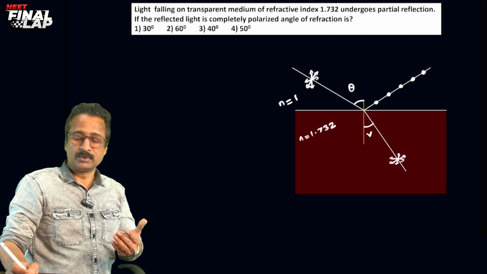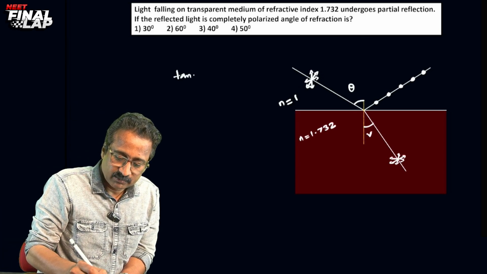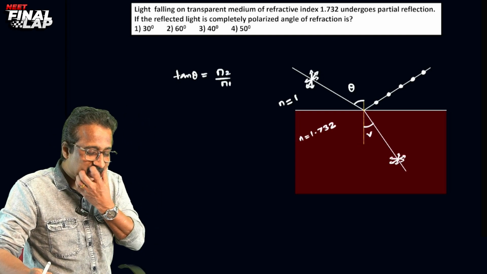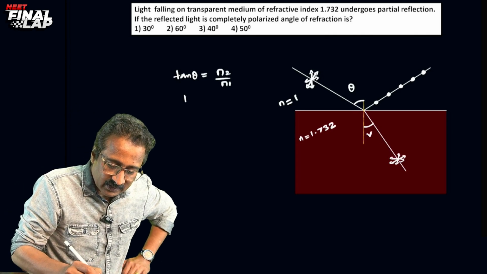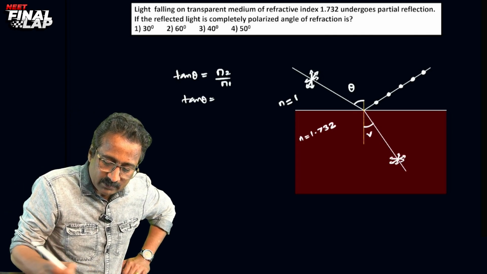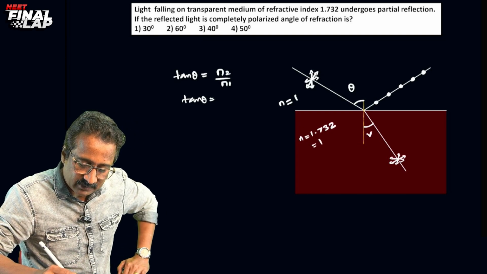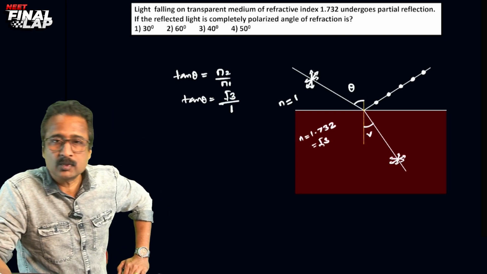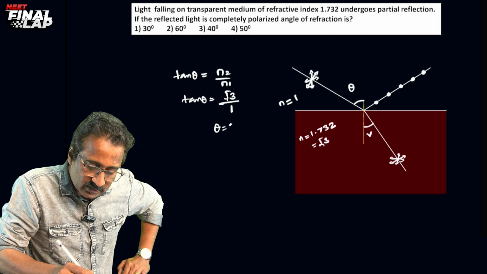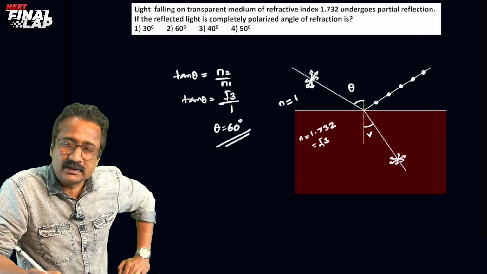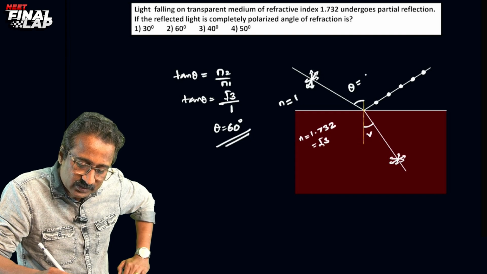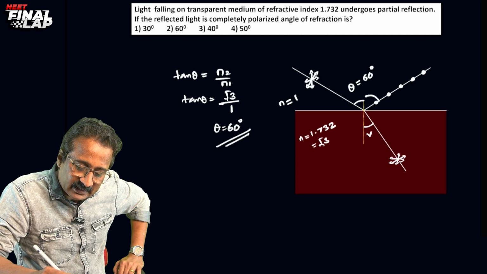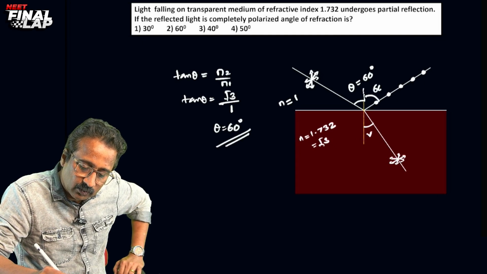Let's find it using Brewster's law. I gave you the expression as tan theta is equal to n2 divided by n1, where n2 stands for denser and n1 for rarer. Substituting the value, 1.732 is nothing but root 3. So tan theta is root 3 divided by 1, air, which tells us that theta is equal to 60 degrees. So the polarizing angle, or the angle of incidence at which this happens, is 60 degrees. As that is 60, we are sure that the angle of reflection will also be equal to 60 degrees.